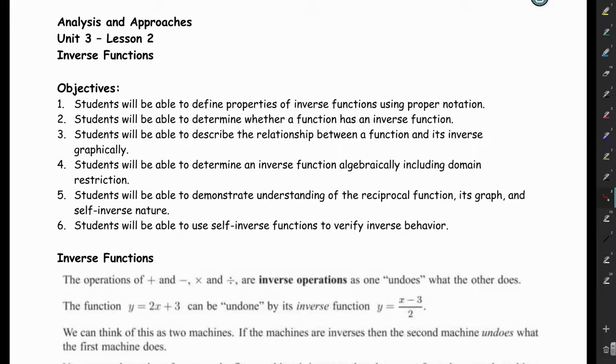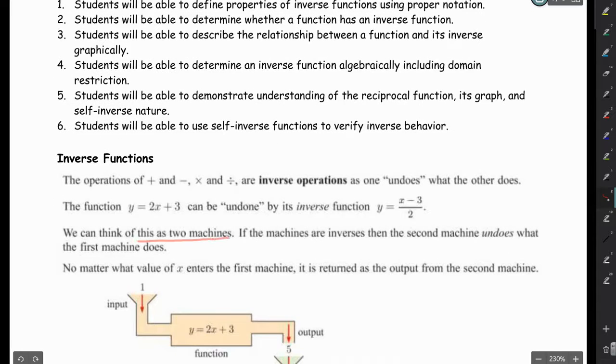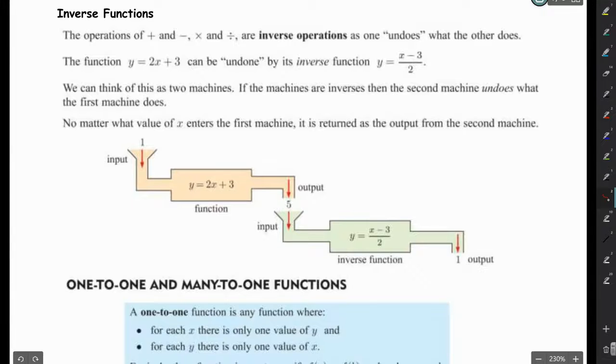So what you can think of it as is that it's undoing something. It's an inverse. It undoes what the other does. You can think of this as two machines. If the machines are inverses, then the second machine will undo what the first machine does. And I have an example here. You input 1, you get an output of 5. You take 5, you put it into the inverse, you're back where you started.